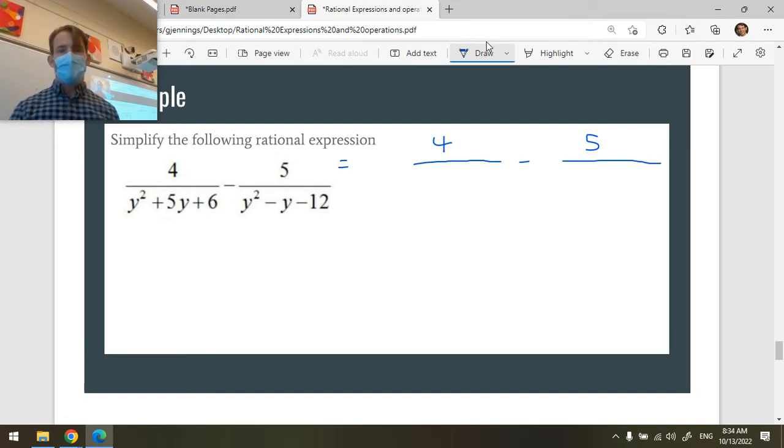And let's see, let's factor our bottoms and our tops. Y squared plus 5y plus 6. Y plus, multiplies to 6 adds to 5. 2 and 3. Y plus 2 multiplied by y plus 3 minus 5 over y minus 12. Multiplies to negative 12, adds to negative 1.